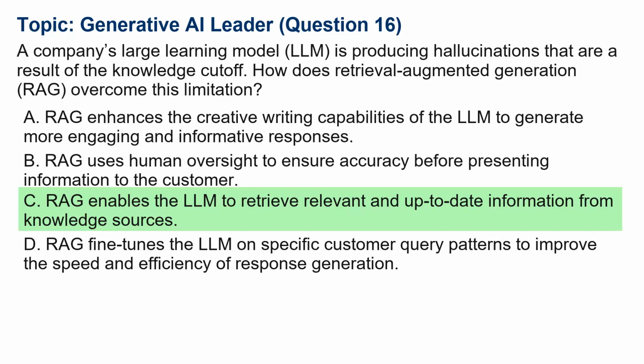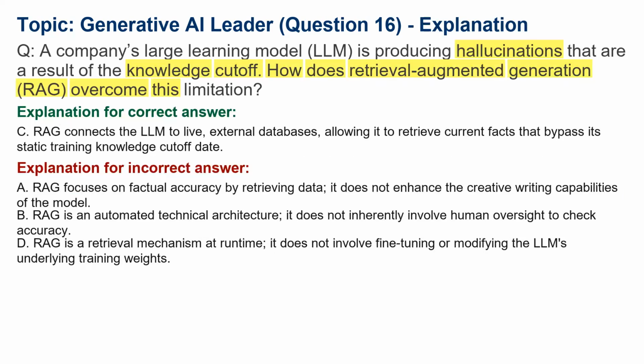The correct answer is C. RAG enables the LLM to retrieve relevant and up-to-date information from knowledge sources. To arrive at the correct answer, we focus on the keywords: hallucinations, knowledge cutoff. How does retrieval augmented generation, RAG, overcome this? Why is this correct? C. RAG connects the LLM to live, external databases, allowing it to retrieve current facts that bypass its static training knowledge cutoff date.